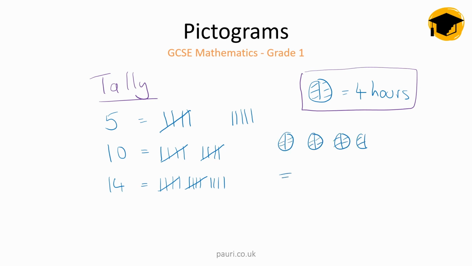Let's say I had a question like this. The question says, how many hours of study was covered on a particular day? We've got 1, 2, 3 full circles, i.e. 4, 8, 12, and then another 2 hours worth of work. Just as a reminder, 4 hours is represented by a full circle and 2 hours is represented by half a circle. 4, 8, 12 plus 2 is 14. My final answer is 14 hours of work.